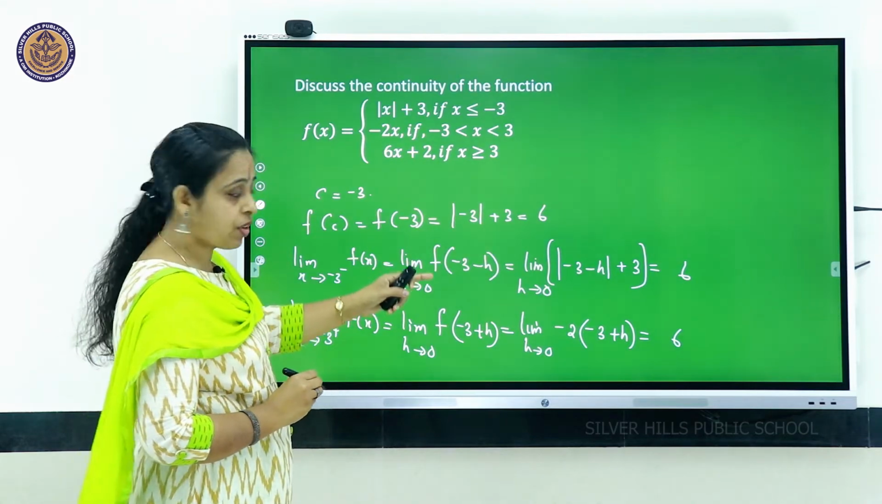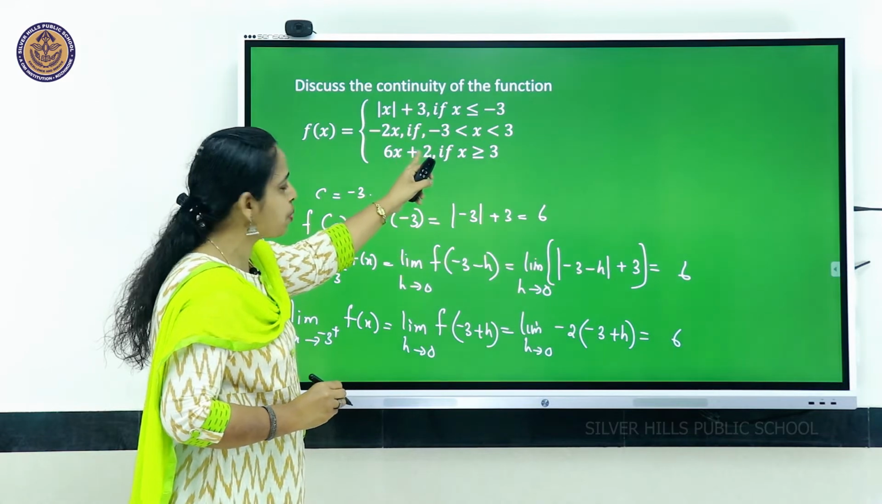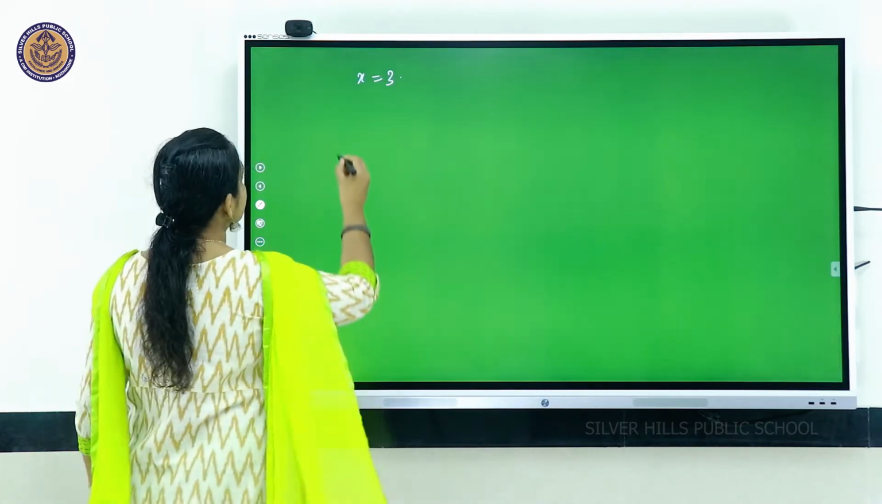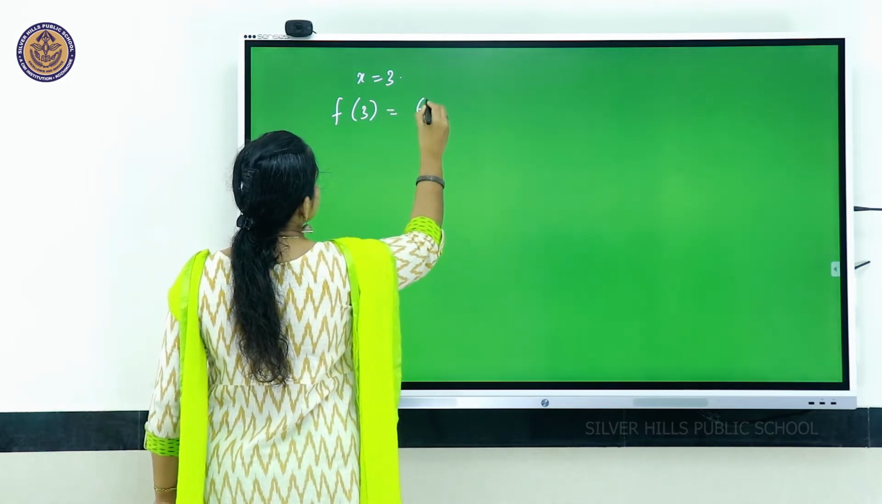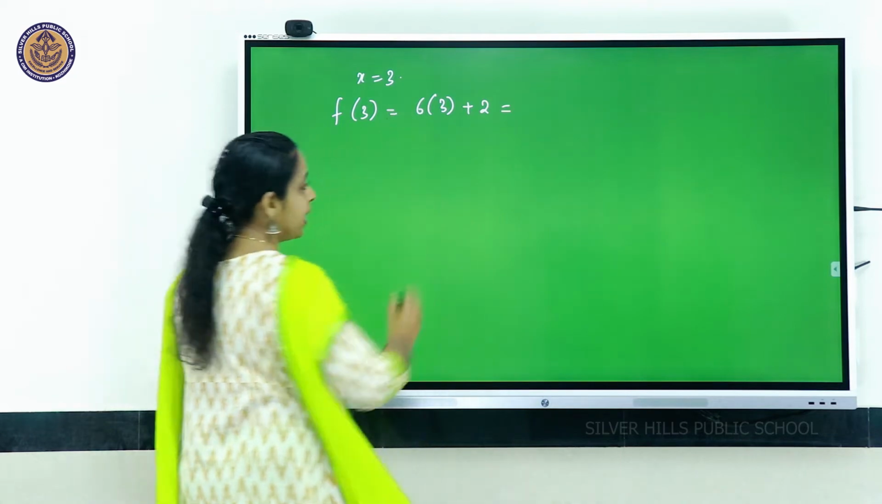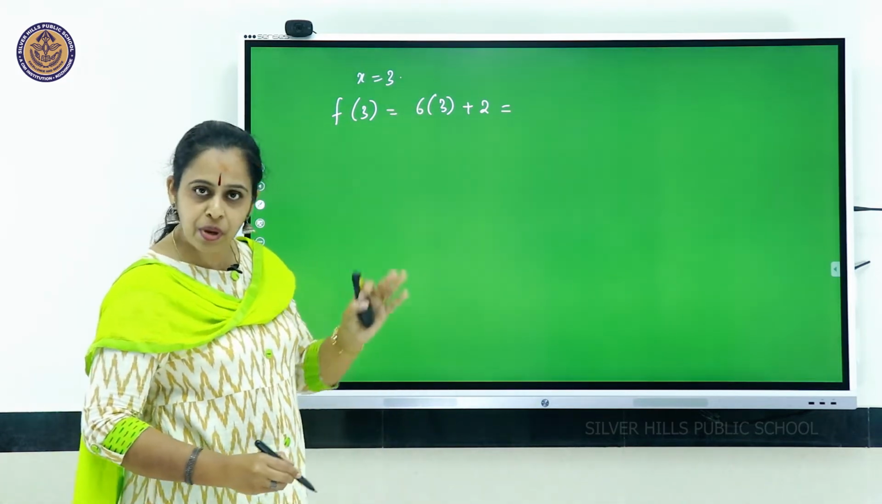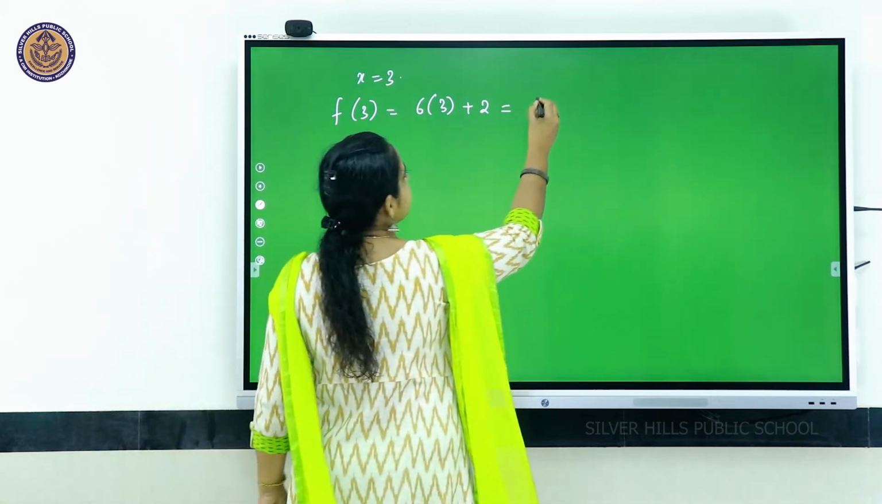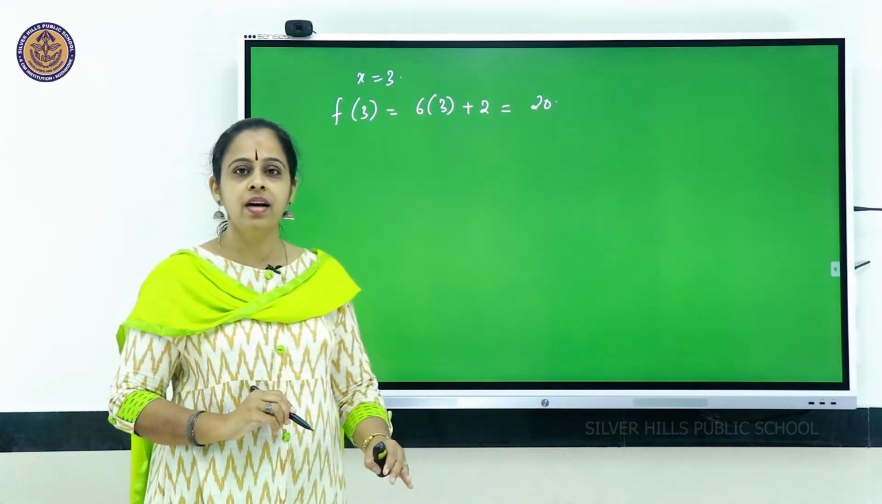When x is equal to 3, it is 6x plus 2. Let us substitute. 6x plus 2, x is replaced by 3. 6 into 3, 18 plus 2 makes 20. Now, let us see the LHS.